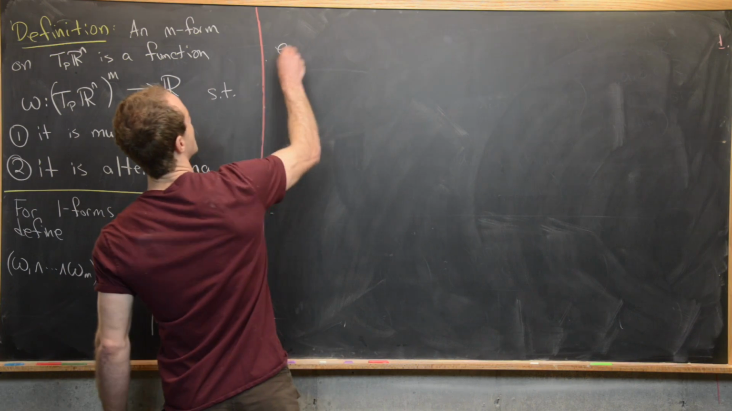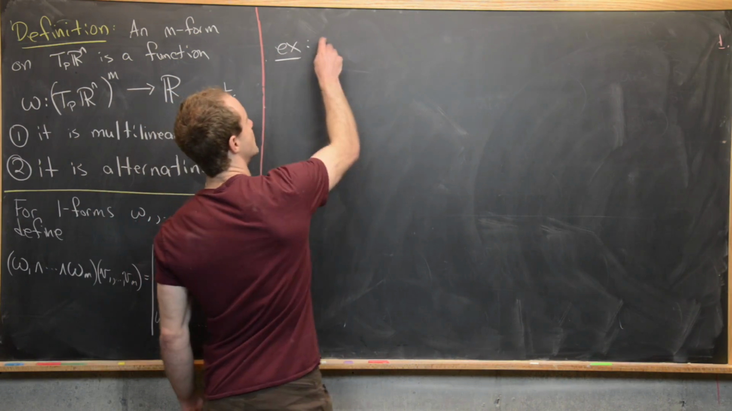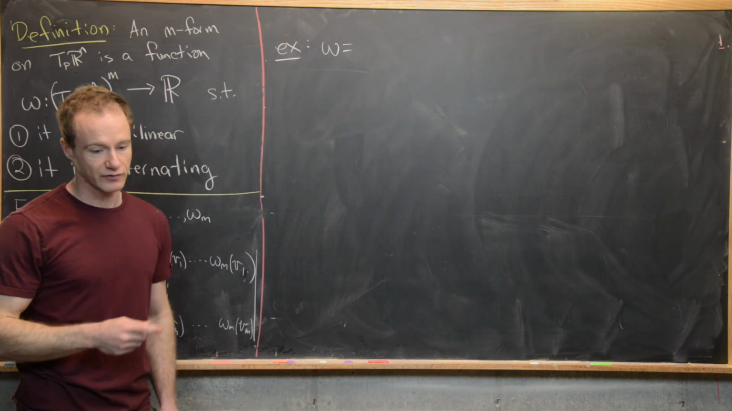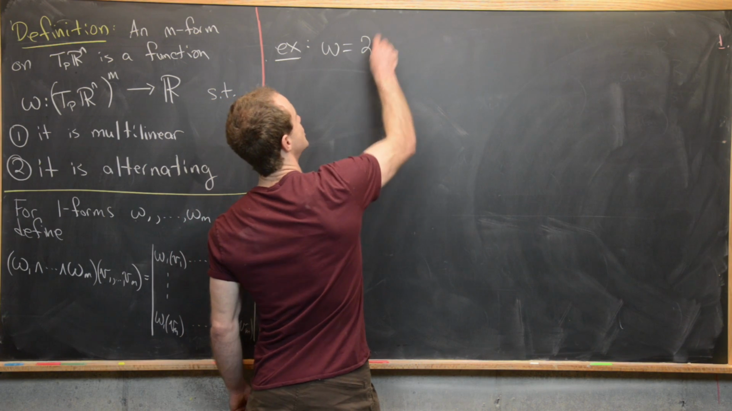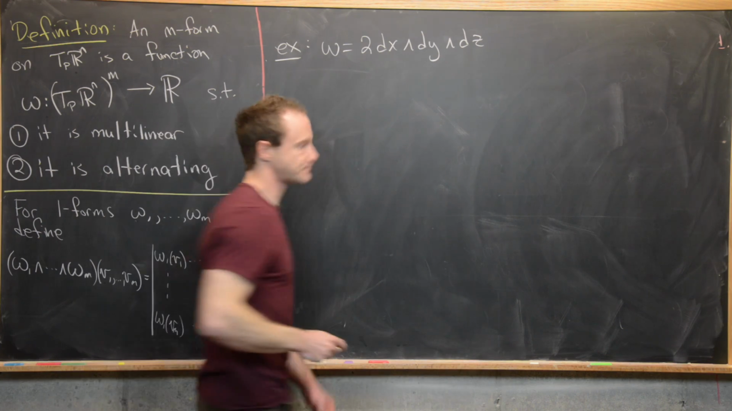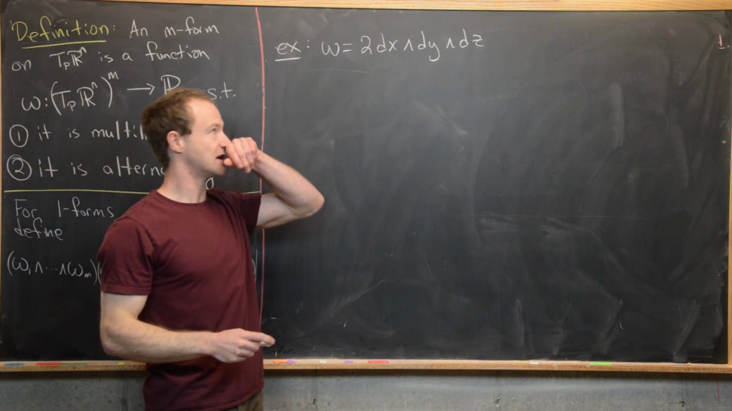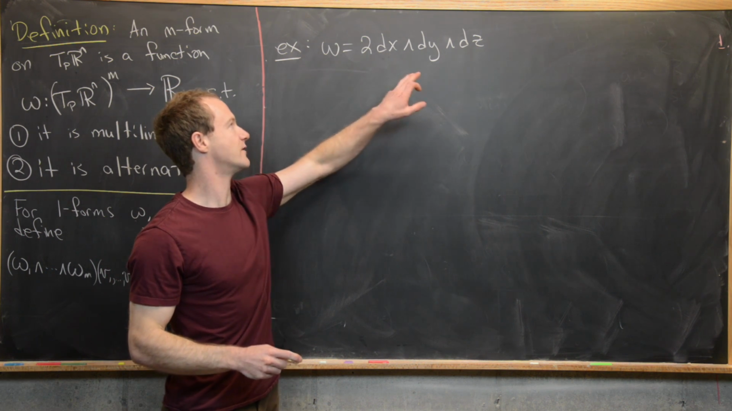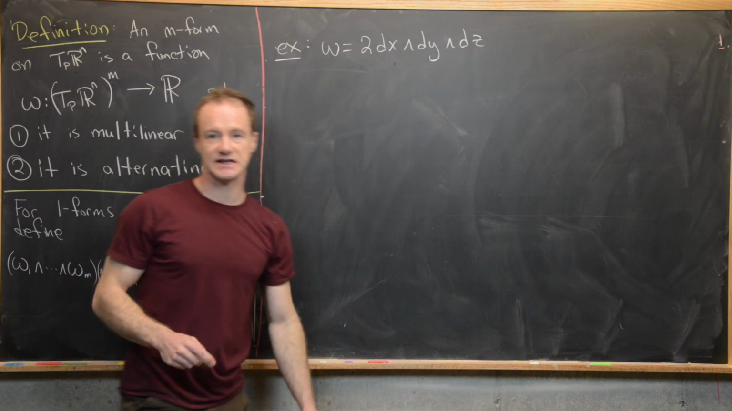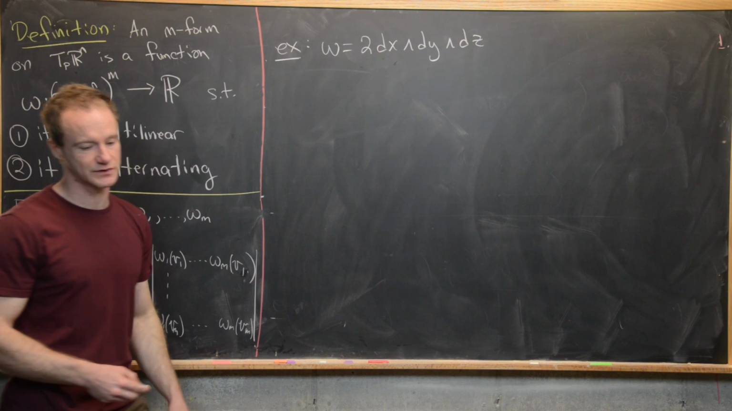Okay, so I want to do a couple of examples. The first example: let's say we've got this product of one forms, which is also a three form, and let's say it is 2 dx wedge dy wedge dz. Again, we can think of that as a three form, or as the product of three one forms. Maybe 2 dx is one of them, dy and dz. So what we'll do is take three vectors and see what omega does to those three vectors.